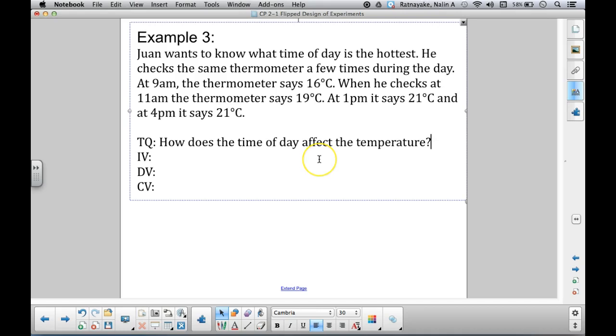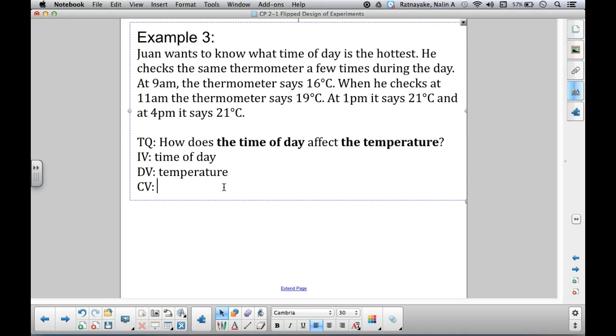How does the time of day affect the temperature? Okay, so independent variable is what I'm looking for the effect of. I'm looking for the effect of time of day. So time of day. And I'm looking for the effect on temperature. How does time of day affect the temperature? I'll put that here, temperature. Okay, measured in degrees Celsius here, looks like. What are some control variables that we probably want to have in this experiment?